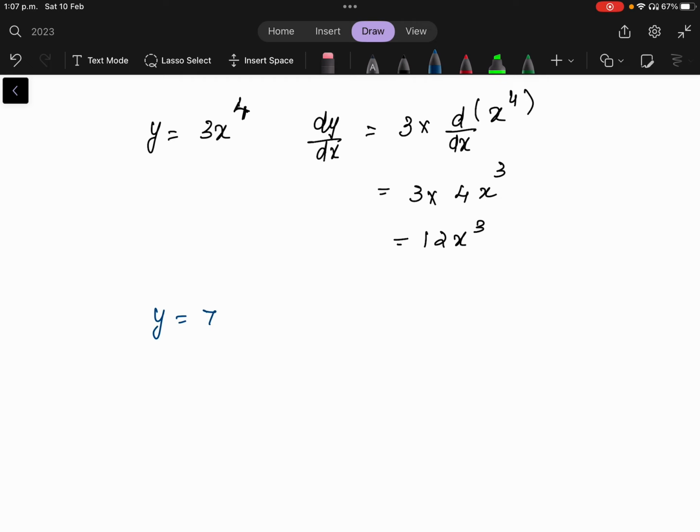So y is equal to 7x cube, dy by dx will be equal to, bring 3 down, so 7 times 3, which is 21x square. Y is equal to 6x to the power of 4. The differentiation will be, bring 4 down, that is 6 4s are 24 x to the power of 3. So it's very straightforward.